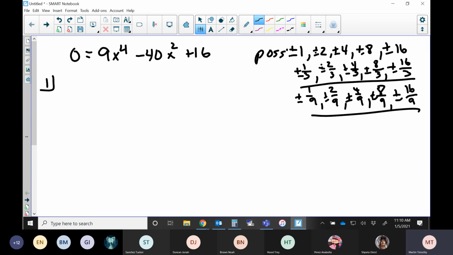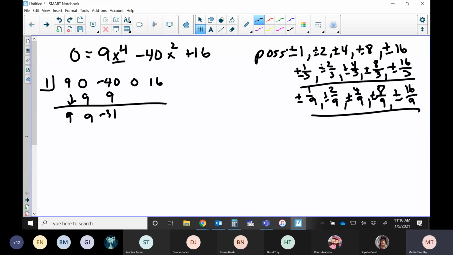Now remember, here's one of the parts that you guys possibly are missing. This goes 4, but it's missing a 3, so I got to go 9, 0. So 4, 3, 2, 1, and then the constant. 9, 9, 9, 9, negative 31, negative 31, negative 31. That's not going to work. So 1 doesn't work. So let's try 2. Let's see if 2 works.